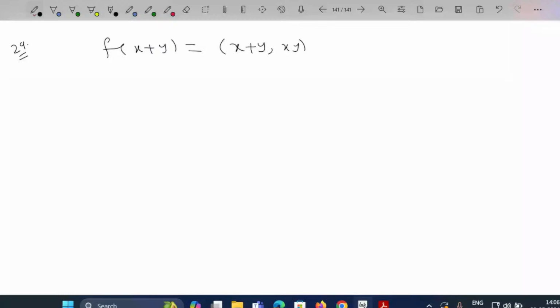Also it's given, we have to find the derivative at the point (1, 0). So if you write the components of F, one is x plus y, another component is x times y. F is your (f1, f2).